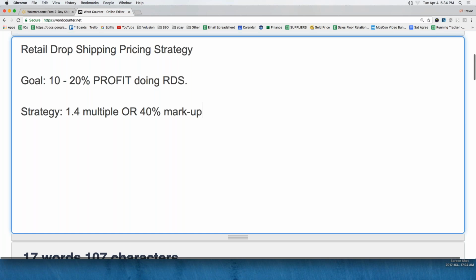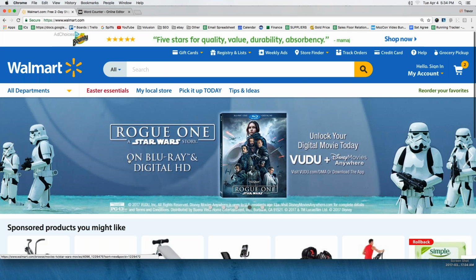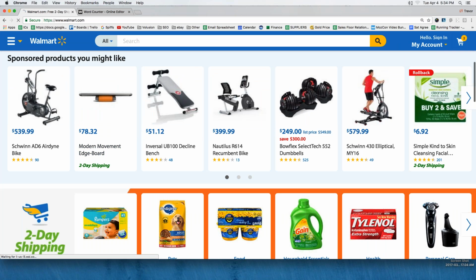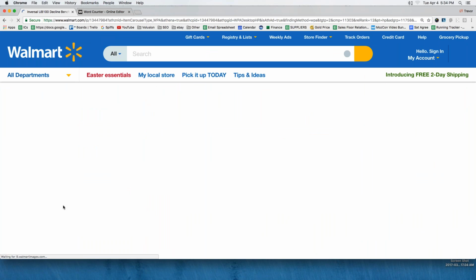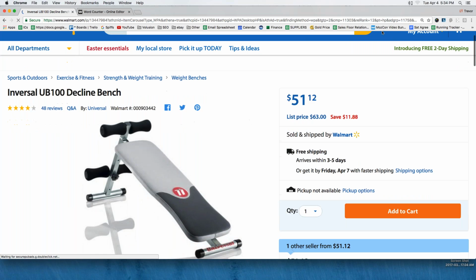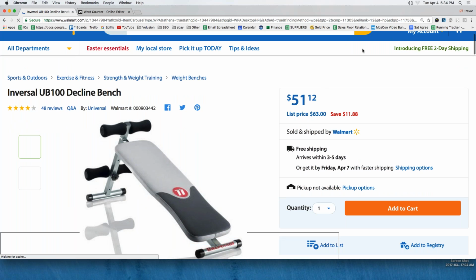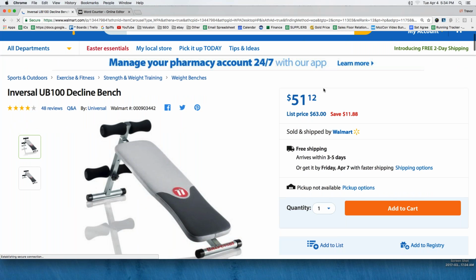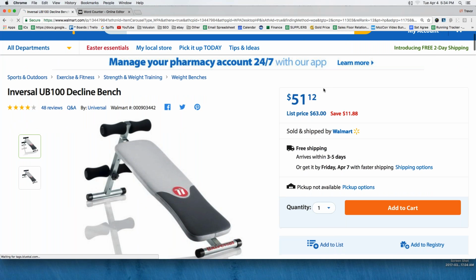So let's do an example of what I mean here. Let's say we're here at Walmart and we're going to list the first item I see here, which is this incline bench, and it's listed at $51.12. So how do we price this thing? And how do we price it in a way that we're not losing money?